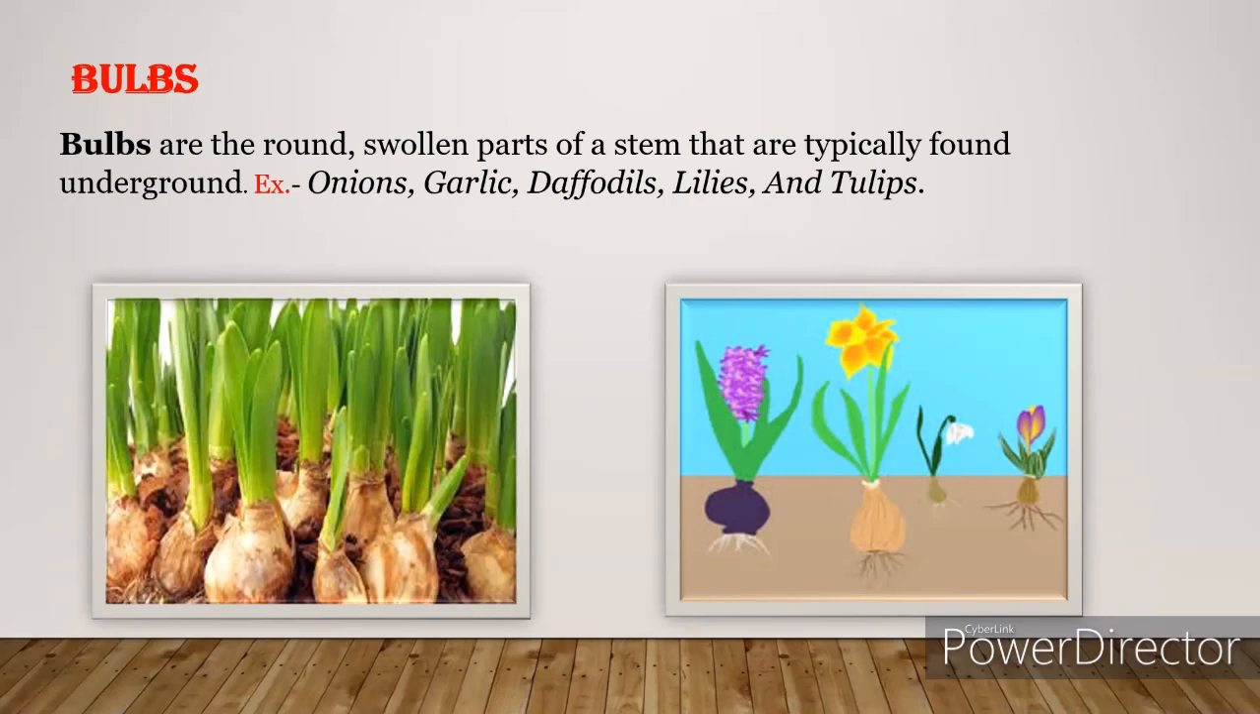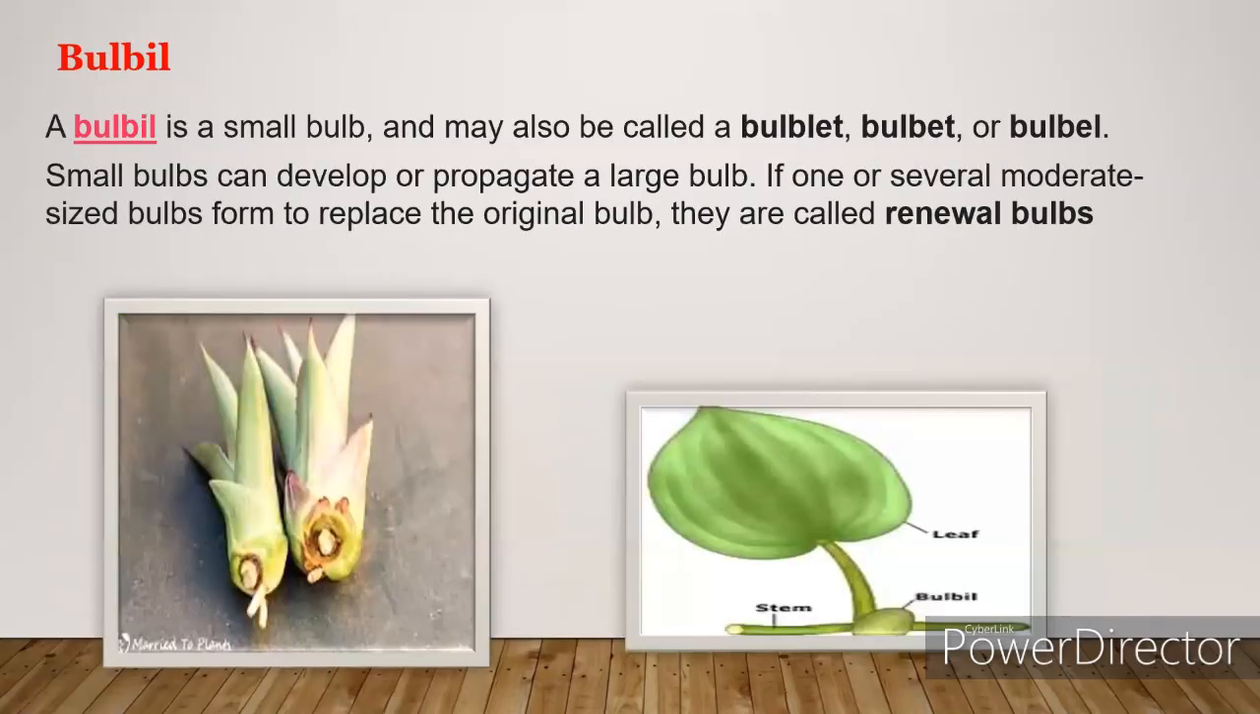Examples of plants that develop from bulbs include the onion, garlic, daffodils, lilies, and tulip. Then the oxalis in the Oxalidaceae family is the only dicotyledonous genus that produces true bulbs. Then the next one is the bulbil.